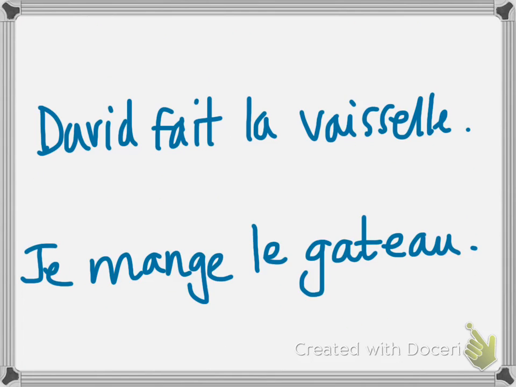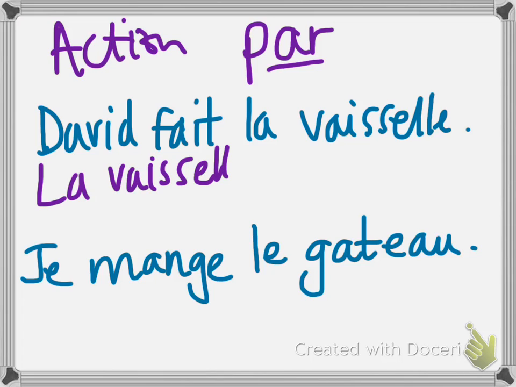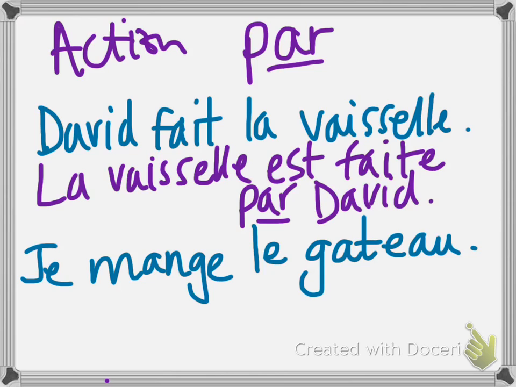So when we're talking about prepositions with the passive voice, when the verb expresses an action, the agent, the thing doing the acting, is introduced by the preposition par. So David fait la vaisselle from active voice changes to la vaisselle est faite par David. So doing the dishes is an action, so we use par.